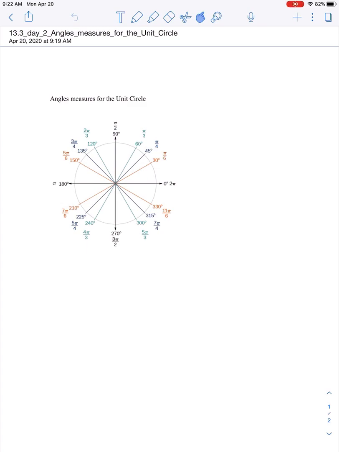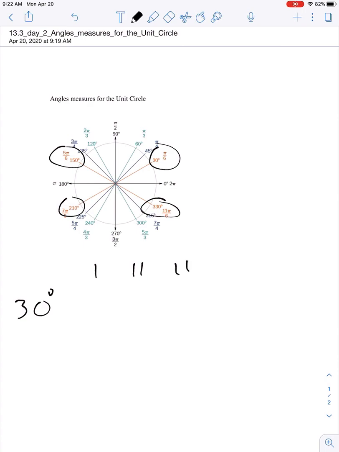Okay, so today we're talking about angle measures for the unit circle, and what we want to try to get down are these angles in radians, the ones with pi's on them as you go around. Okay, so how I'm going to go about doing this is, as you can see, it's color coordinated here, and I'm going to do it based on the reference angles. Okay, so what I'm circling right now are all the 30-degree reference angles. And if you'll see, what we have is our 30-degree reference angles in quadrant 1, 2, 3, and 4.